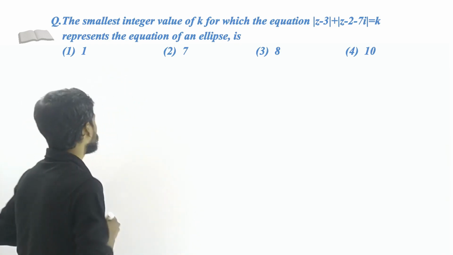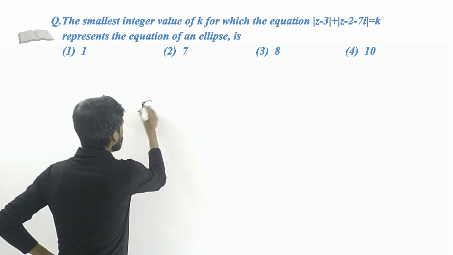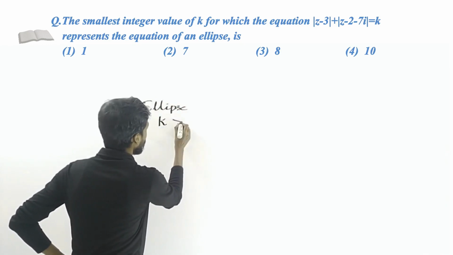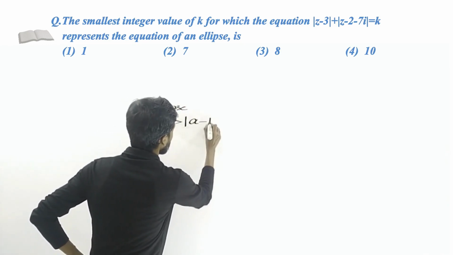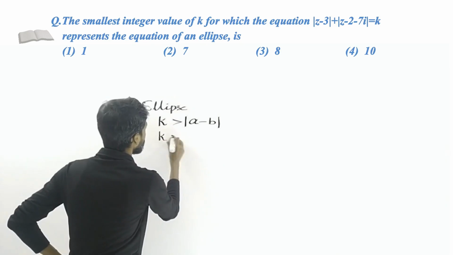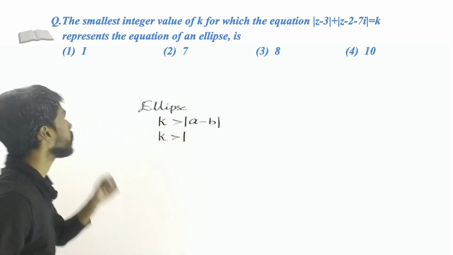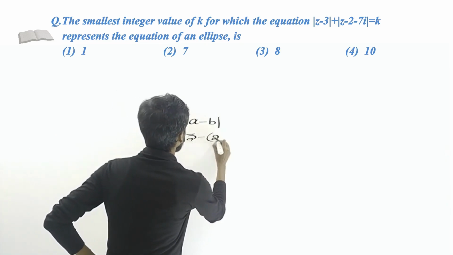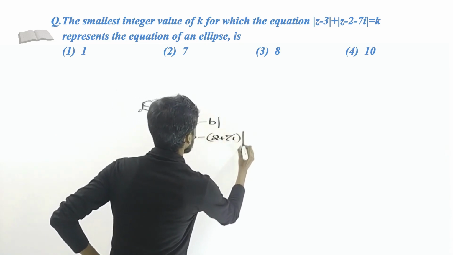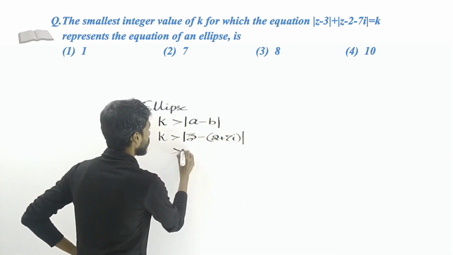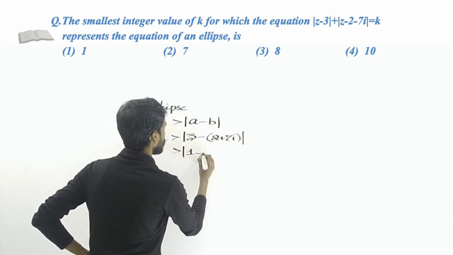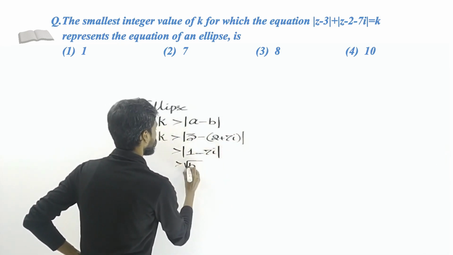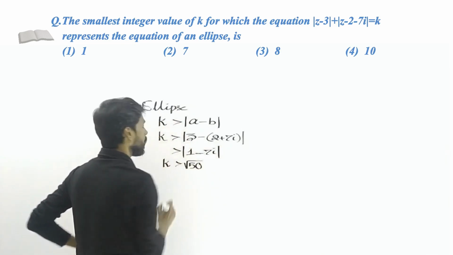For this equation to represent an ellipse, the condition is that k must be greater than the modulus of a minus b. What is the value of a here? That is 3, minus b, where b is 2 plus 7i. So this is 1 minus 7i, and k is greater than root 50. So k must be greater than root 50.